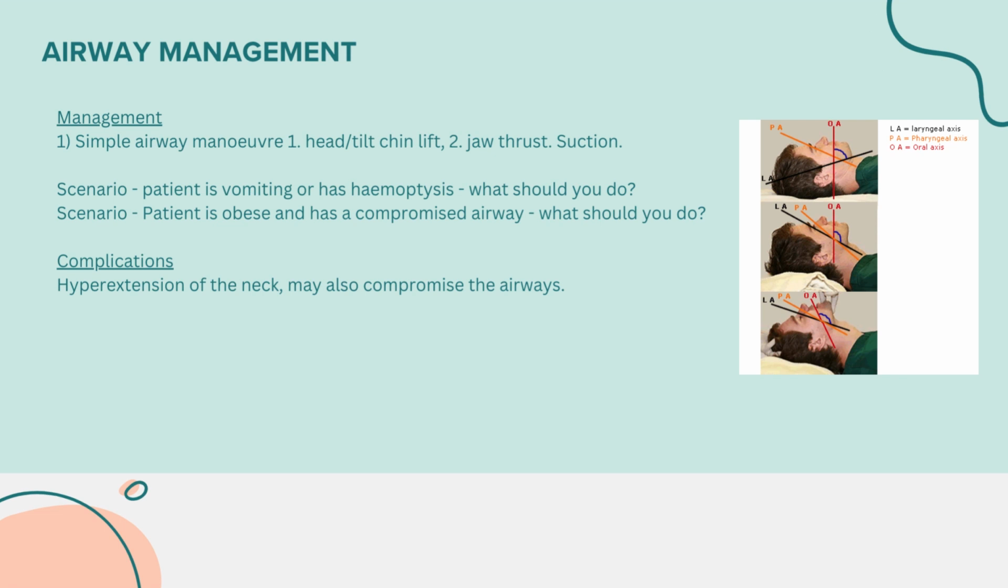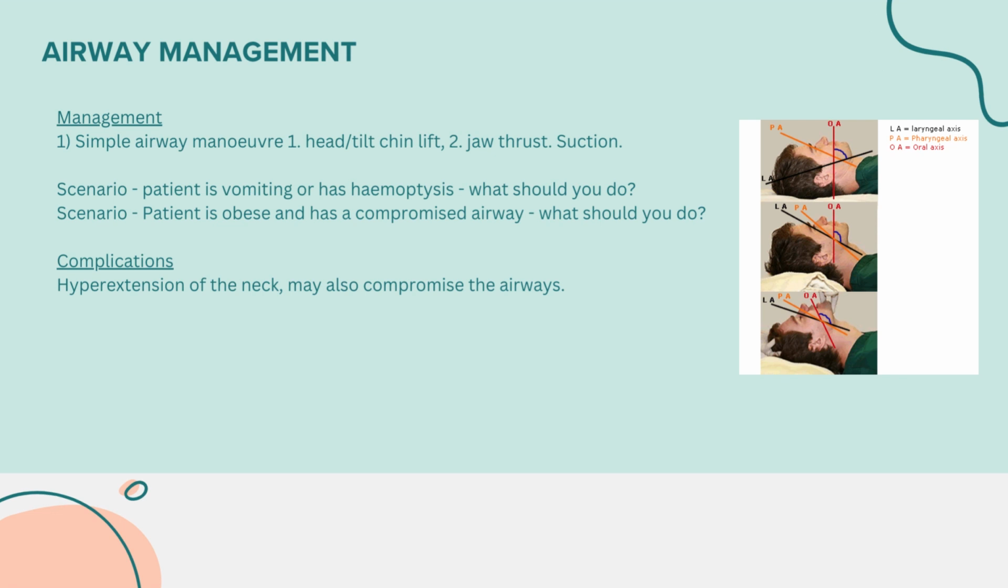Now, the first thing we would do to manage is two simple anesthetic airway maneuvers. The first is a head tilt chin lift, and the second is a jaw thrust. A scenario is if a patient is obese and has a compromised airway: before doing the head tilt chin lift, you should uplift them onto some pillows.